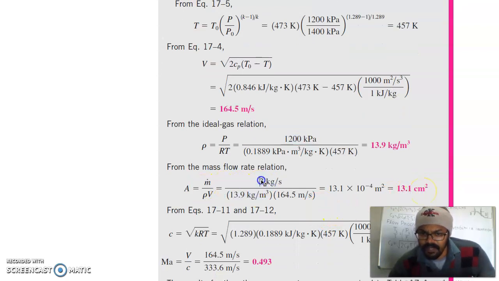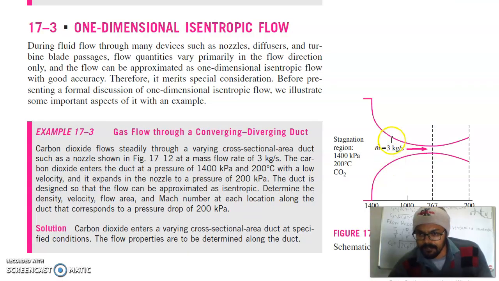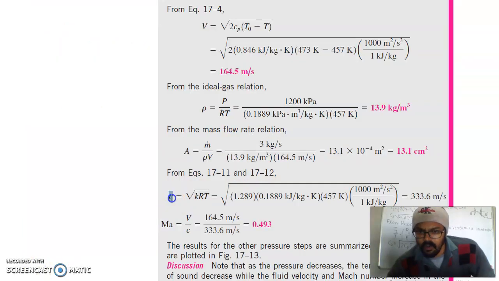Mass flow is given, 3 kg per second. Density we had calculated just here, and this is your velocity which we had calculated here. So when you put in, you will get the area of the duct when your pressure is 1200 kilopascal. Means we have calculated the cross-section area of this converging-diverging duct or nozzle when your pressure drops to 1200 kilopascal. Velocity of sound, or speed of sound in this gas, is calculated as the square root of kRT. We know temperature, we know R for CO2, and we know k.